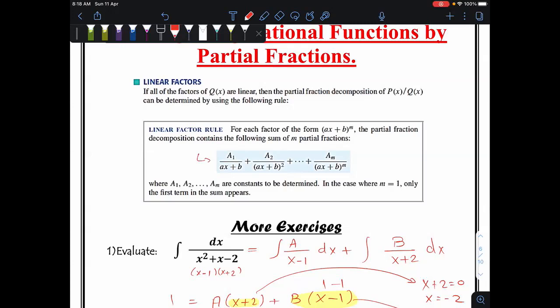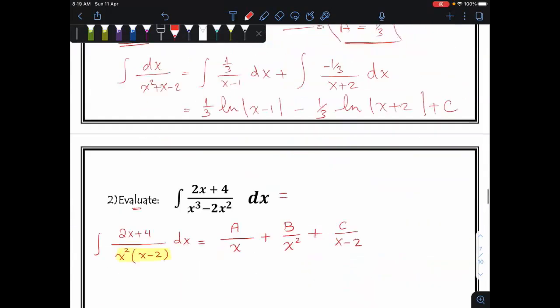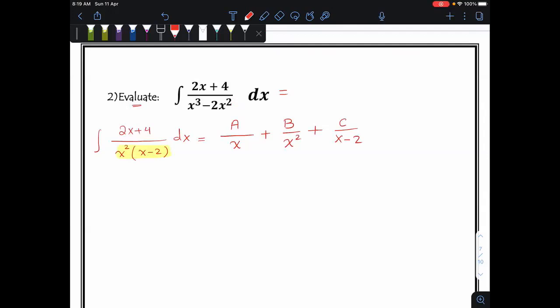Yeah. See the rule. For each factor of the form ax plus b to the power of n, to the power of 2, to the power of 3, to the power of anything, the partial fraction decomposition contains the following sum of n partial fractions. a1 over the same ax plus b. It's linear. Then a constant again, a2 over ax plus b to the power 2, and so on. If it's repeated 5 times, we will continue until we write a5 over ax plus b to the power of 5 and so on. Okay? So that's why we put a over x and b over x squared, because the x squared is a linear factor, but it's repeated twice.